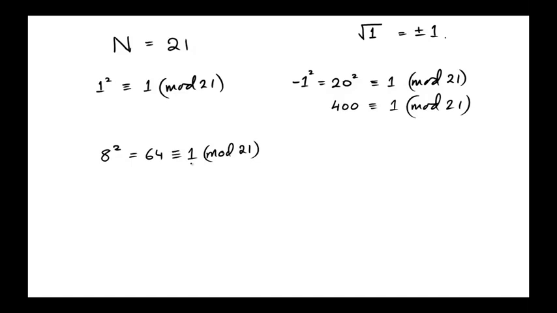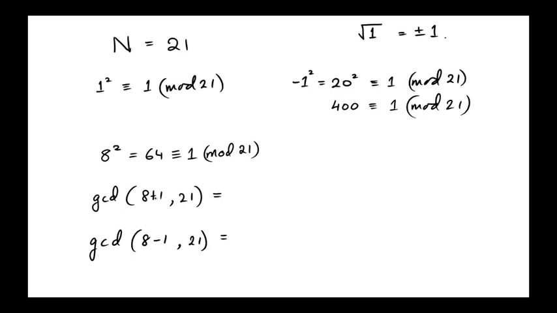Okay, so I claim that once you locate such a non-trivial square root of 1 mod 21, you can use it to factor 21. Because what we can claim is that the GCD of 8 plus 1 and 21, the greatest common divisor, is going to give you a non-trivial factor of 21, and the GCD of 8 minus 1 and 21 will also give you a non-trivial factor of 21.